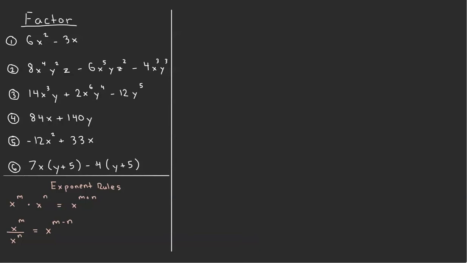So you want to be comfortable with working with these rules down here, okay, which are x to the m times x to the n is equal to x to the m plus n. So for example, if we had x cubed times x squared, we should get x to the 3 plus 2, which is x to the 5th. So we want to keep that rule in mind.